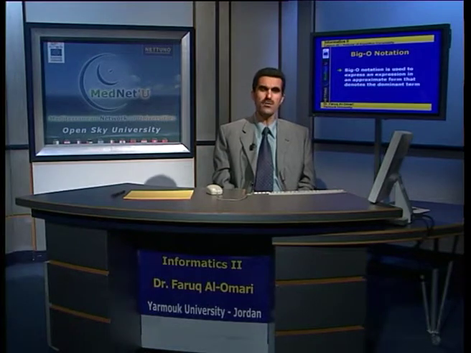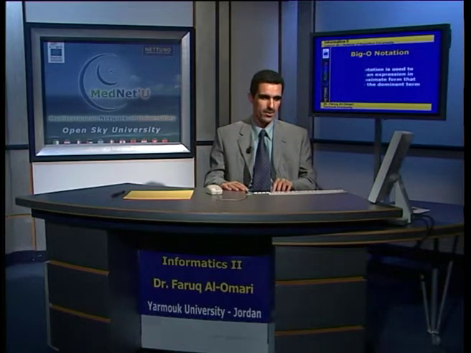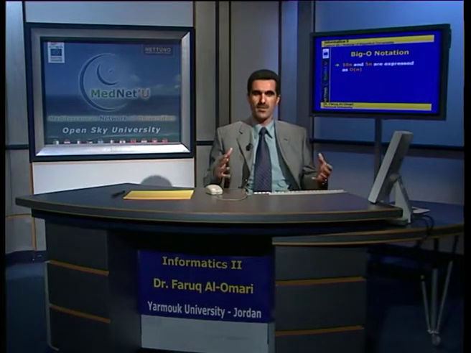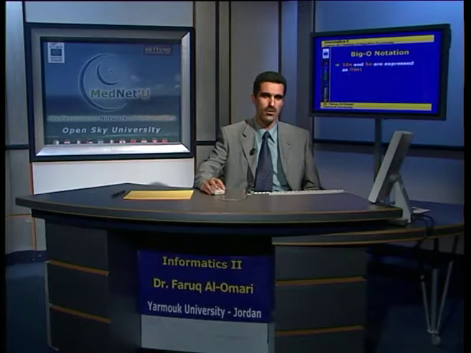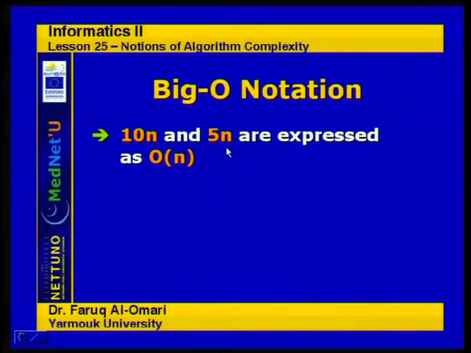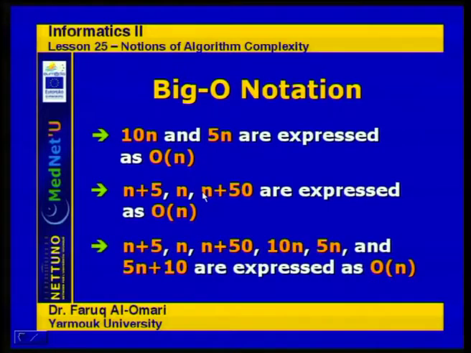Okay? The big O notation is used to express an expression in an approximate form that denotes the dominant term, the major term in the expression. So based on that, 10n and 5n are basically in the order of n. So I can express them as O, big O, of n. And they mean basically the same, especially when n is large. These three expressions, again, can be expressed as order of n because the dominant factor is n in all of them.